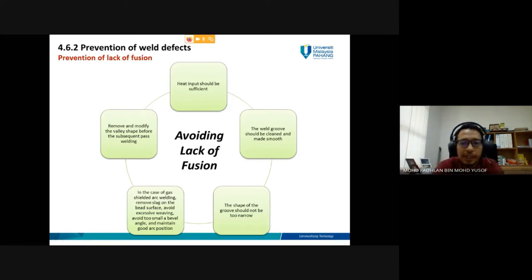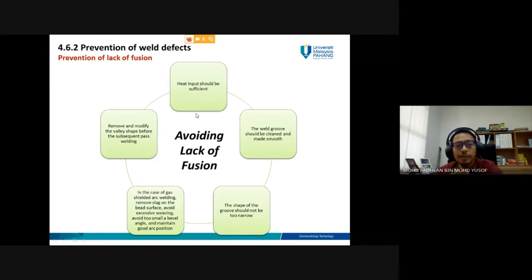So to prevent the lack of fusion or incomplete fusion, heat input should be sufficient and the weld groove should be clean and made smooth before we undergo the process. Okay, the shape of the groove should not be too narrow. In the case of gas shielded arc welding, remove slag on the bead surface and avoid excessive weaving. Avoid too small a bevel angle, with a very small size lah maksudnya. And maintaining a good arc position is quite helpful in avoiding lack of fusion. And the last one is to remove and modify the valley shape before the subsequent pass welding. Okay, so this is among the methods that need to be looked into if we wish to avoid or suppress the amount of lack of fusion.